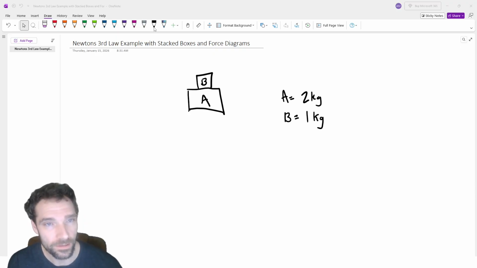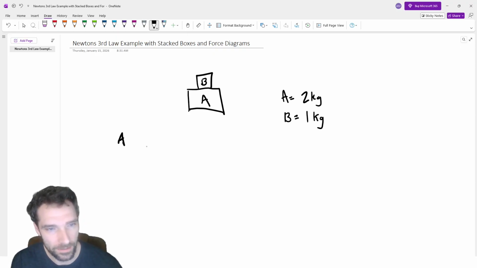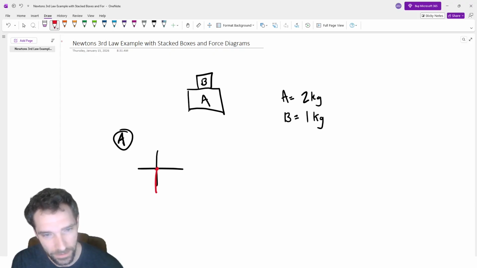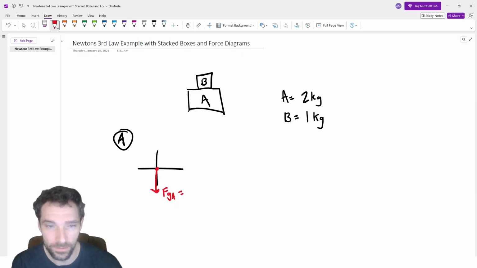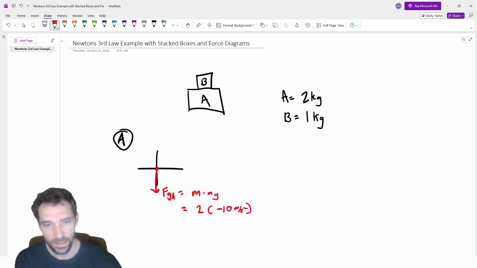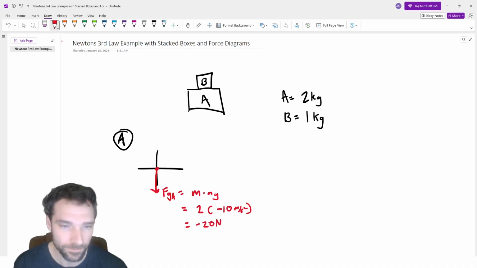So to get us started, if we're talking about object A and its force diagram, it's going to be a little bit tricky because there's force of gravity down for A, and it weighs 2 kilograms. So if we just do the mass times acceleration of gravity on that, I'm going to keep it very simple and use negative 10 meters per second squared. So this is about down at negative 20 newtons there.